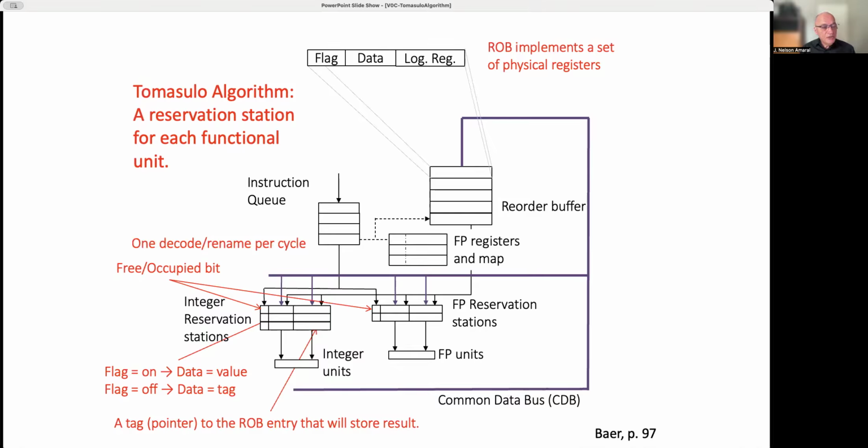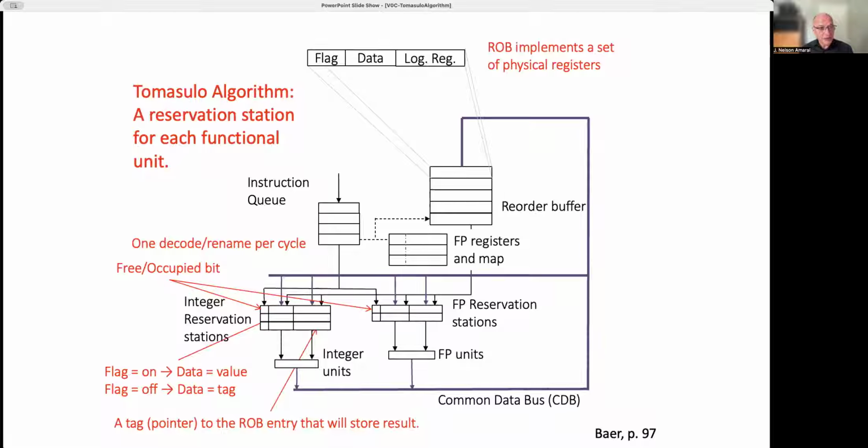So also, if an instruction has the value of the two operands, it's ready to be issued. And if the functional unit is available, then it can be sent to the functional unit for execution. The functional unit will compute the value, and once the value is available, it will broadcast through the common data bus the flag and the value that got computed.